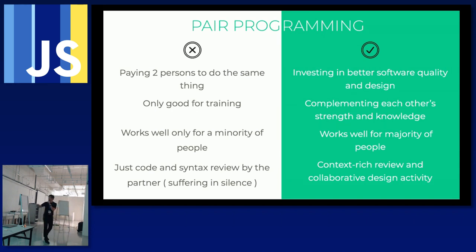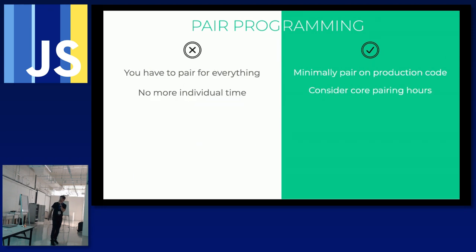pair programming is a context-rich review and collaborative design activity. Which also means that when someone chooses to write code in a certain way, since you are around, you have the context on why that thing is being done that way. And if you feel otherwise, immediately you are able to comment because you have a context. Unlike when you do a pull request, you just review someone's code, you may not have all the context. So this is why pair programming is also quite effective in a sense. Gives you context-rich review.